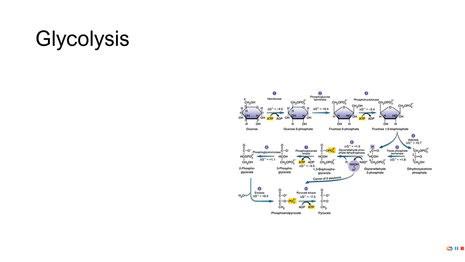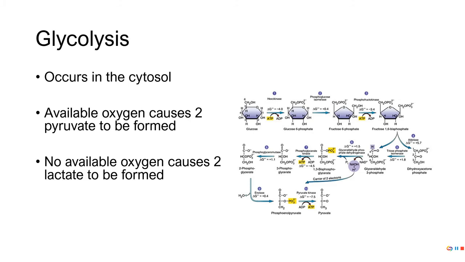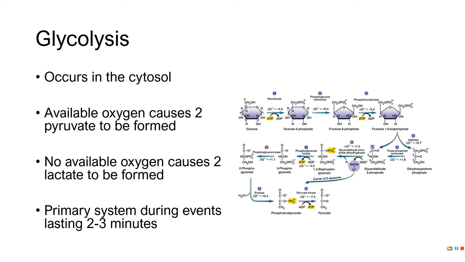And although glycolysis doesn't require oxygen, the availability of oxygen determines what is ultimately produced at the end of glycolysis. If oxygen is available, 2 molecules of pyruvate are formed. However, if oxygen is unavailable, 2 molecules of lactate will be formed and not lactic acid.